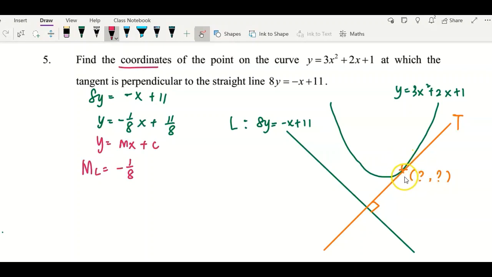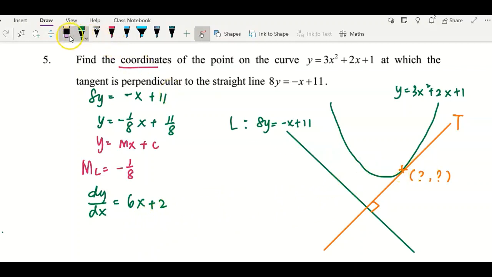So I'll use the information for the gradient of the tangent in order to find the coordinates of this point. To get the gradient of the tangent, I will find dy/dx for the curve, because dy/dx represents the gradient of the tangent at any point on the curve. So I have dy/dx equals 6x plus 2, meaning that 6x plus 2 represents the gradient of the tangent at any point on this curve.